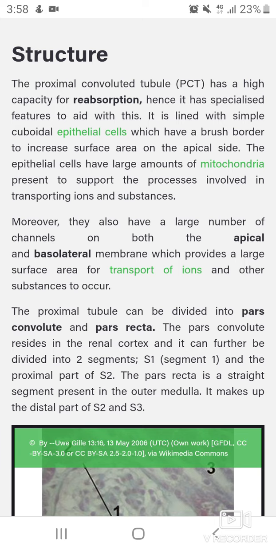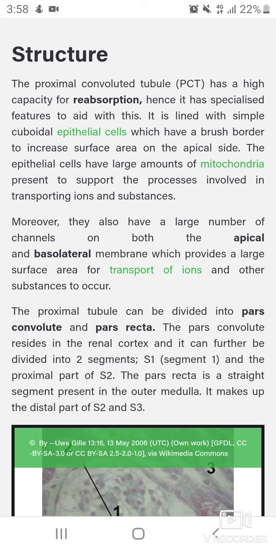Structure. The proximal convoluted tubule has a high capacity for reabsorption, hence it has specialized features to aid with this. It is lined with simple cuboidal epithelial cells which have a brush border to increase surface area on the apical side. The epithelial cells have large amounts of mitochondria present to support the processes involved in transporting ions and substances. Moreover, they also have a large number of channels on both the apical and basolateral membrane, which provides a large surface area for the transport of ions and other substances to occur.